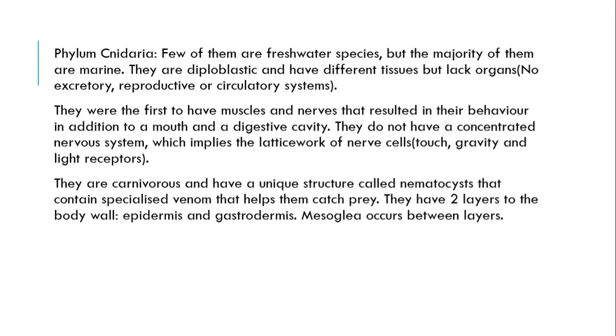They have two layers to the body wall, an epidermis and a gastrodermis. So an epidermis, from its name, is the outer part, and a gastrodermis is a dermis that covers the gastric part, the digestive tract. And we have the mesoglea that occurs between these two layers.